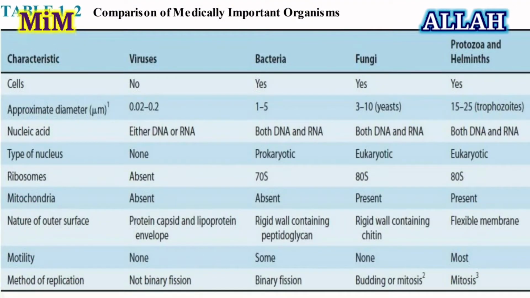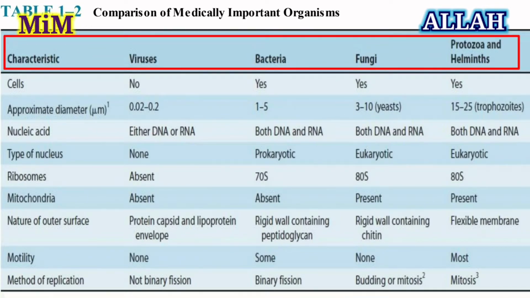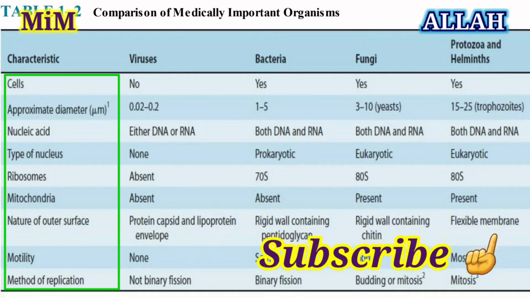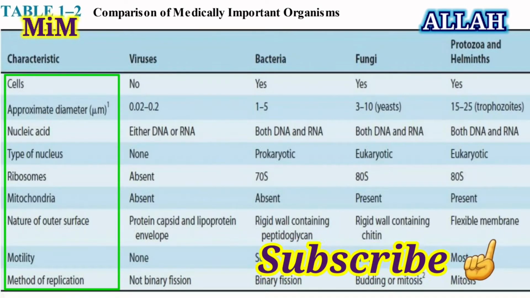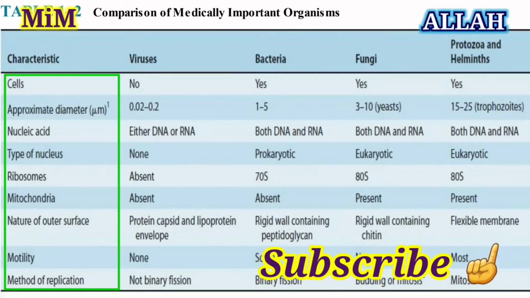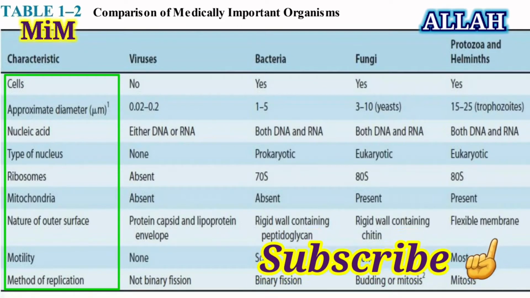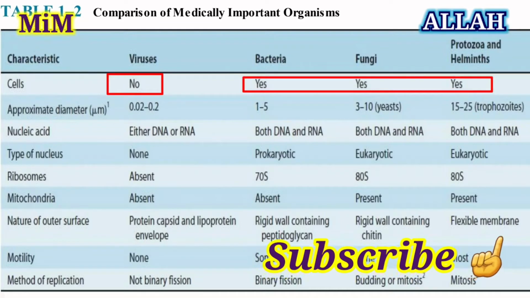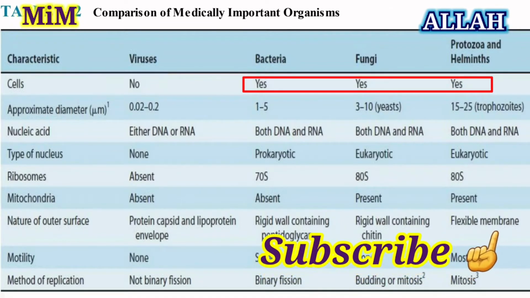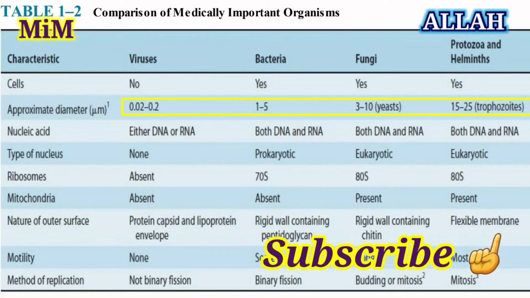Comparison of medically important organisms. The table contains columns for viruses, bacteria, fungi, and parasites. Along with this, the characteristics are cell wall, approximate diameter, nucleic acid, type of nucleus, ribosomes, mitochondria, nature of outer surface, motility, and lastly, method of replication. Viruses have no cell wall, while bacteria, fungi, and parasites have cell walls. Their diameter is listed below.